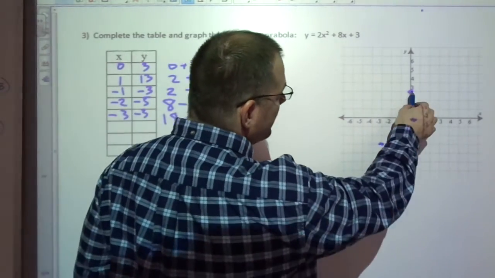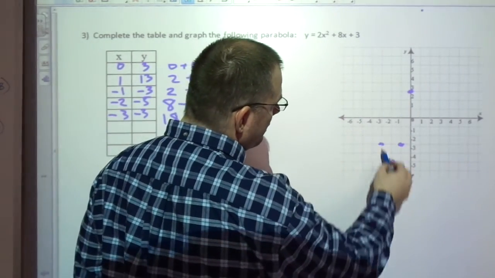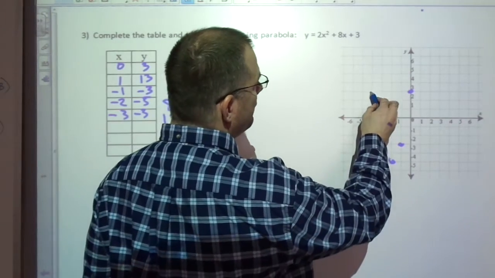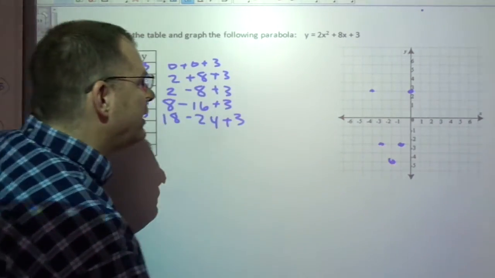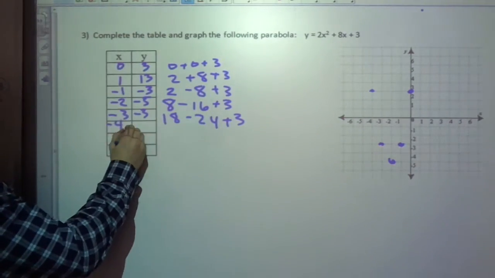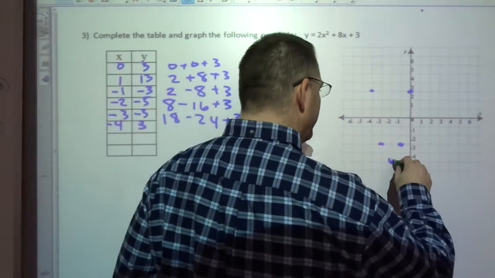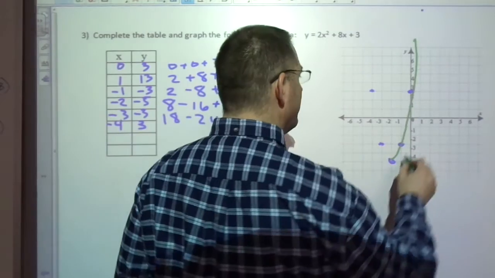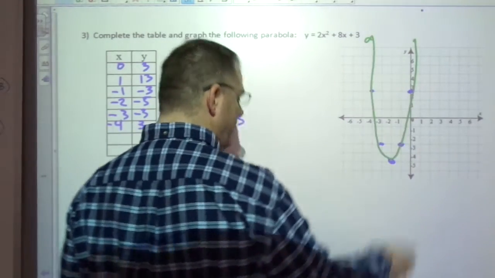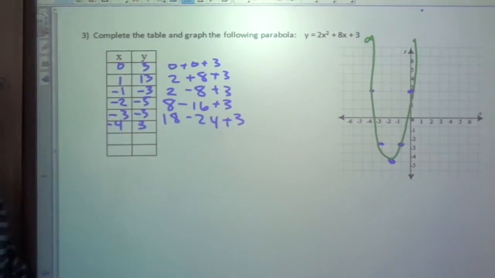Which means this next point is going to be right here, because there's going to be symmetry right there. So negative 4 is also going to be 3. And so I can put my parabola in here, something like this. And that's enough to get me the shape of my parabola.